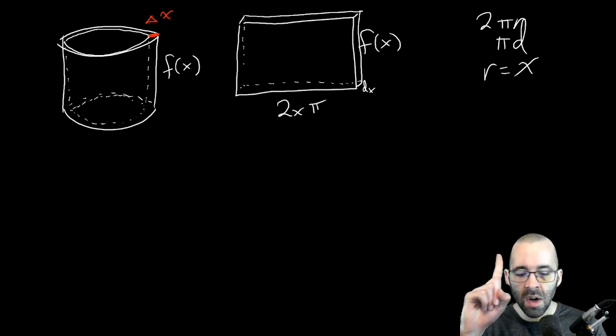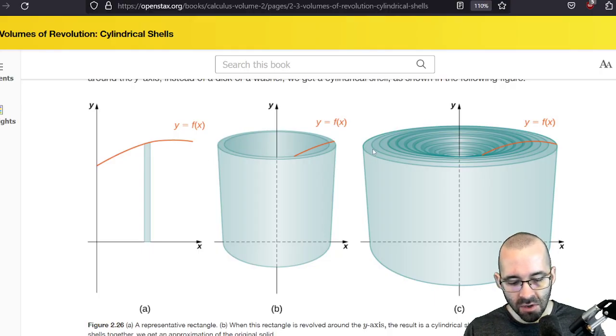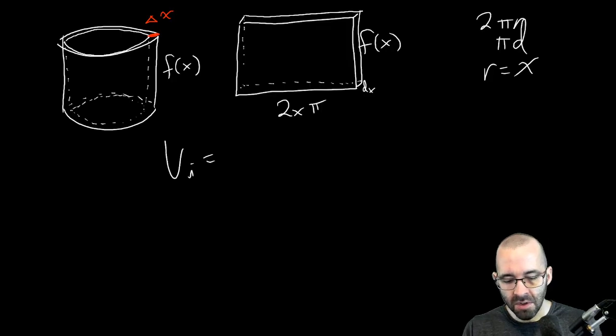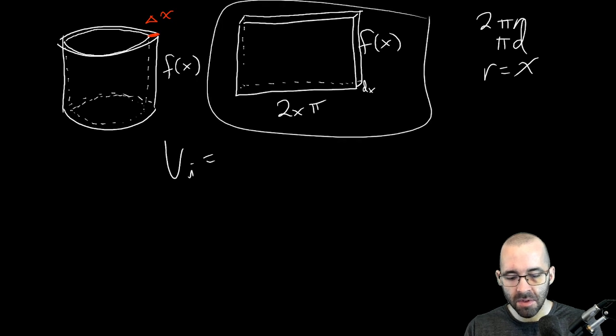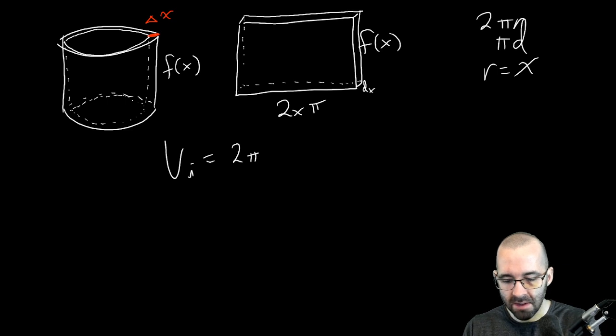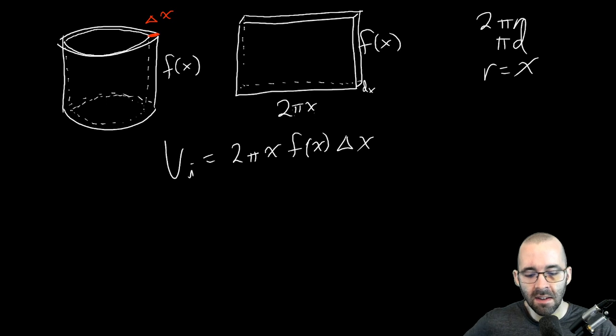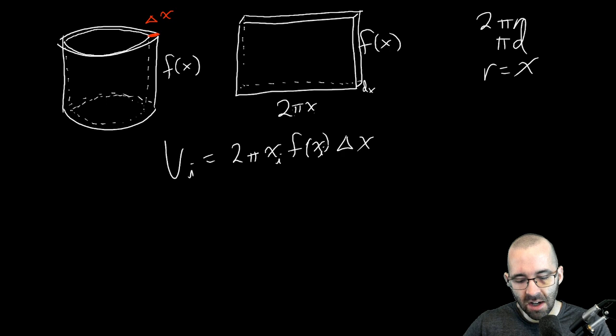So the volume of just one of these little pieces, let's call it v sub i, is just going to be, well, it's a rectangular prism, so just multiply all these things together. Let's be consistent with our ordering: 2 pi x times f of x times delta x. And we need to add up all of these. If I'm being really precise, we should add some i's here for the volume of the ith piece.